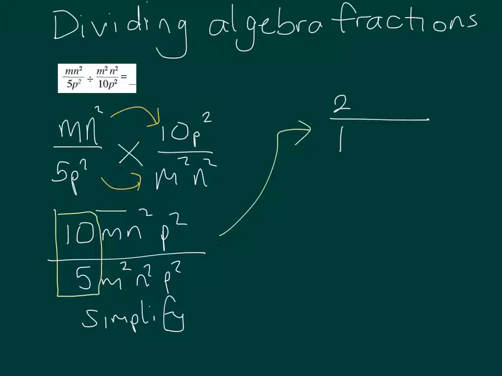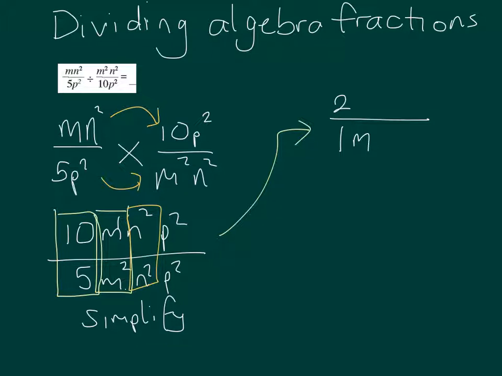Then, if we deal with m and m squared. So, that's the same as m to the 1. So which is greatest, the m squared or the m1? Well, the m squared is. And if we go 2 minus 1, we're left with 1. So m on the bottom of the fraction. Okay? N squared, they cancel out. They're both the same. 2 minus 2 is 0. So we don't have any n's.